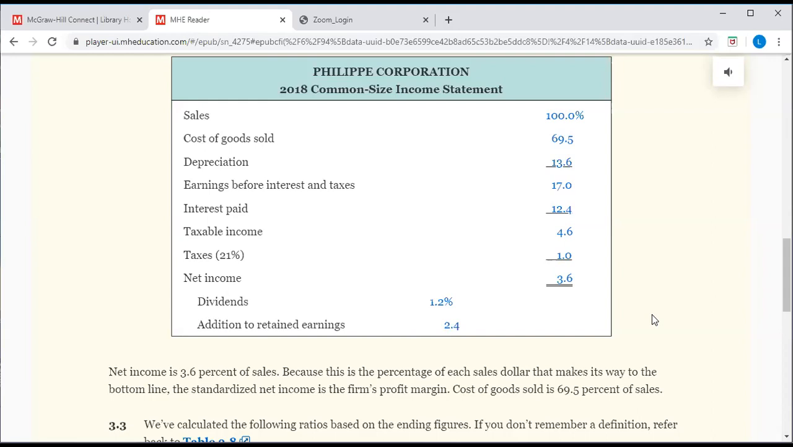How much remains before paying off taxes and interest, purely from operations? 17%, or 17 cents of every dollar of sales. Then it wants us to determine what percentage of sales goes to cost of goods sold. Well, we calculated that, 69.5%. So what this is saying is almost 70% of the sale price is how much the inventory we sold actually cost us. So we write it up 30 cents on average.